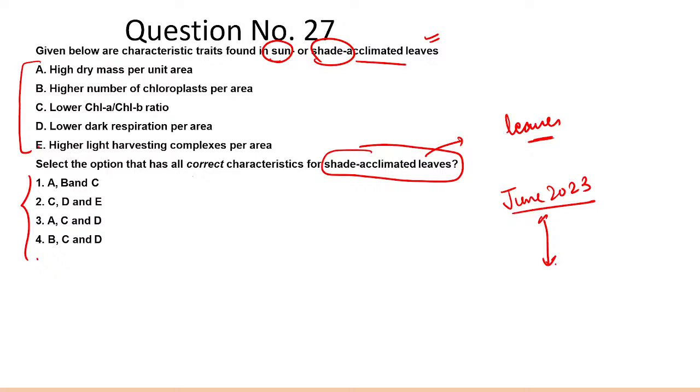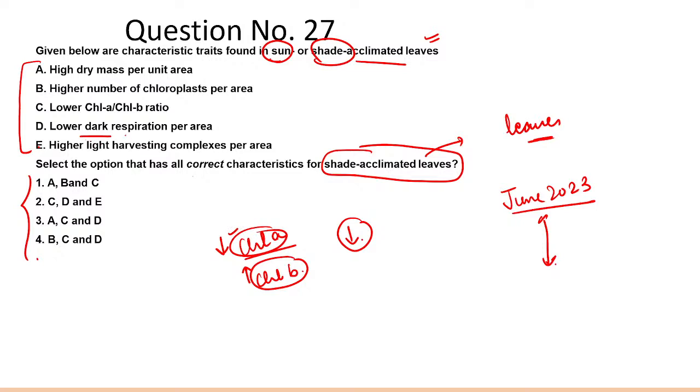First option is high dry mass per unit area. Second option is high number of chloroplasts. Third option, low chlorophyll A to chlorophyll B ratio. What is the meaning? The chlorophyll A to chlorophyll B ratio is lower, like the overall ratio is lower. When the overall ratio is lower, what does that mean? That means your chlorophyll B is more and chlorophyll A is less, right? That's why we are getting the overall result as a lesser value.